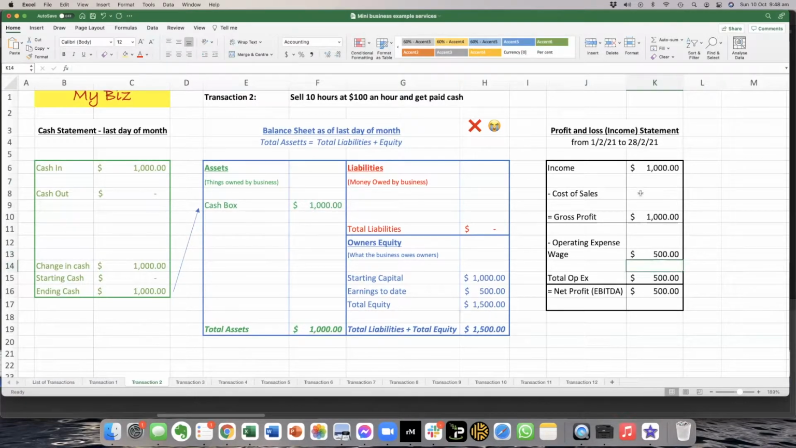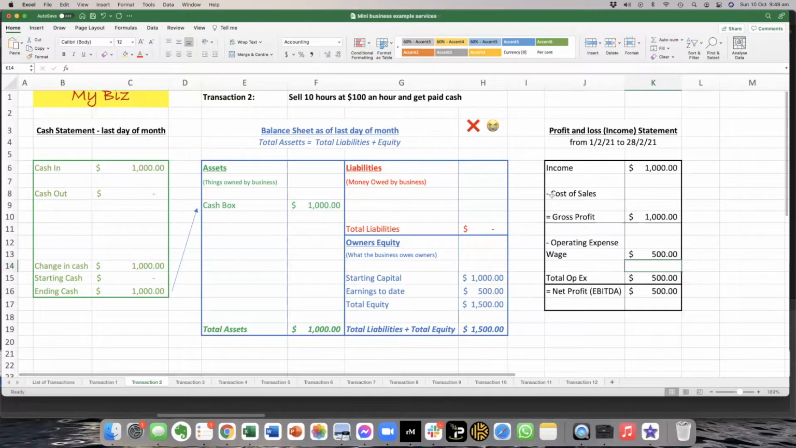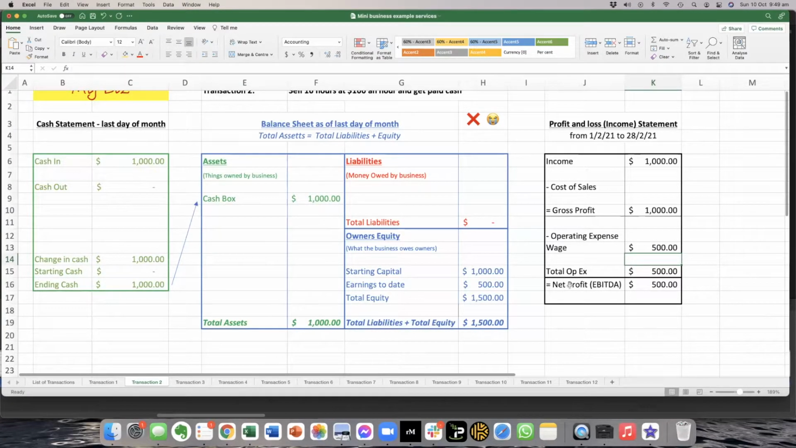Now, if you look at this, we've got no cost of sales because we're selling time. And I'm going to talk about what happens when we use subcontractors in one of the videos a bit later on. Or if you've got a team, you can sometimes put them into cost of sales, but I'm not going to go too deep into that. So our gross profit is our income minus our cost of sales, so $1,000. Now our net profit is then calculated by our gross profit minus our operating expenses.